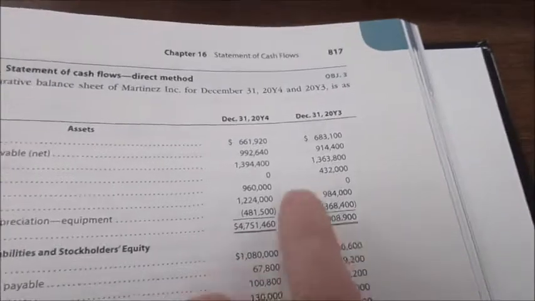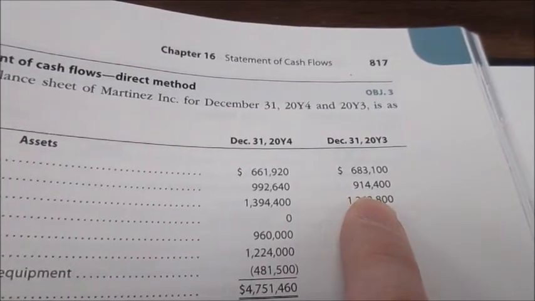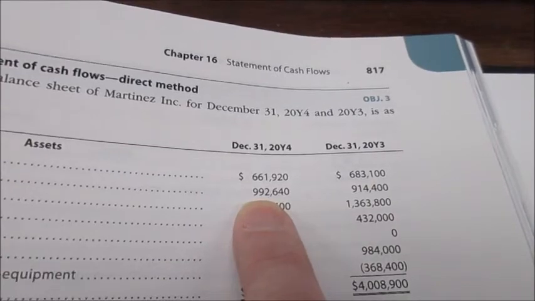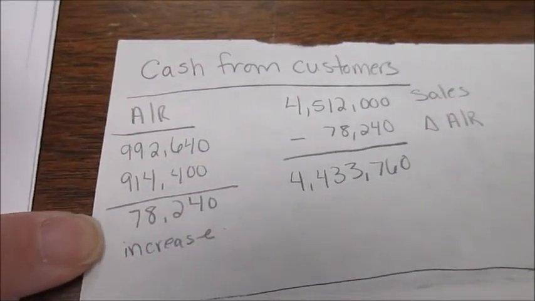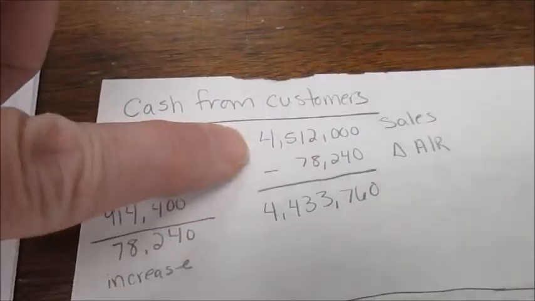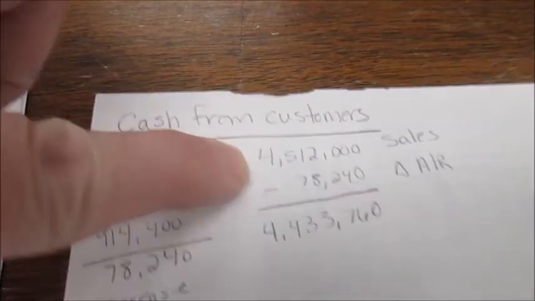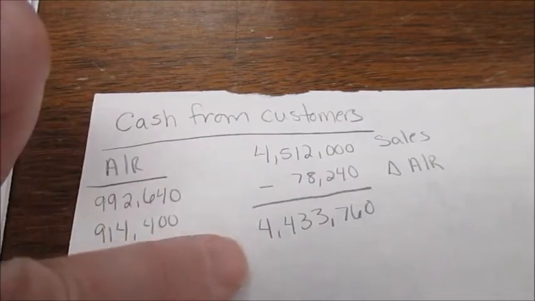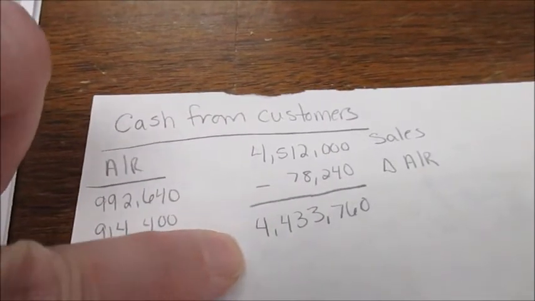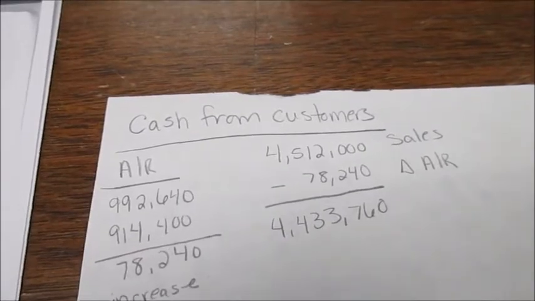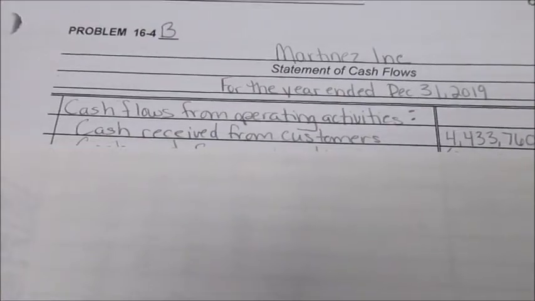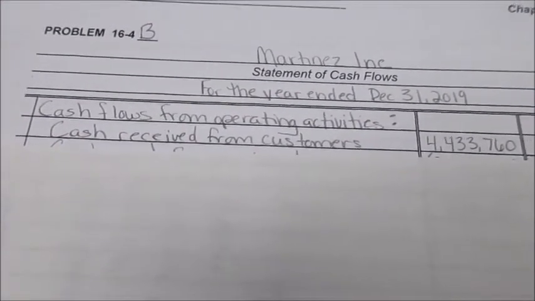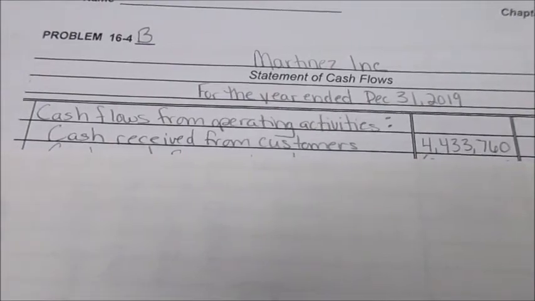And that's the cash we received from our customers. So if we look at our accounts receivable, there was $914,400 and then $992,640, so we had an increase. We're going to grab some scrap paper and take those two numbers and subtract them, and we get an increase of $78,240. We're going to take our sales number of $4,512,000 and subtract that $78,240. And we get $4,433,760, and that's the amount we're going to use on our statement of cash flows. So on our statement of cash flows, we have cash received from customers, $4,433,760.